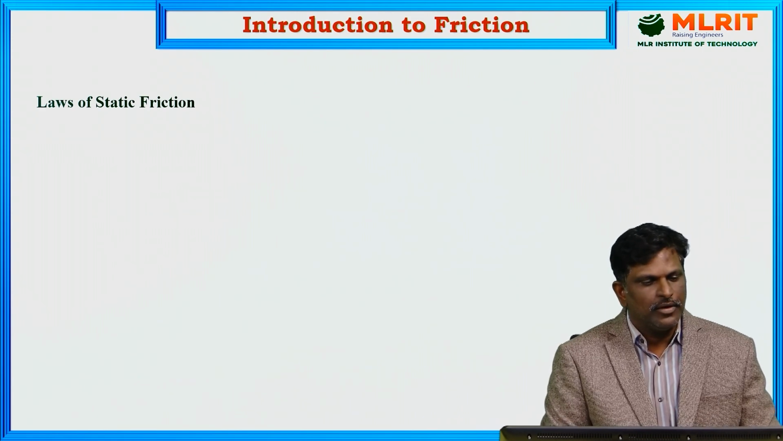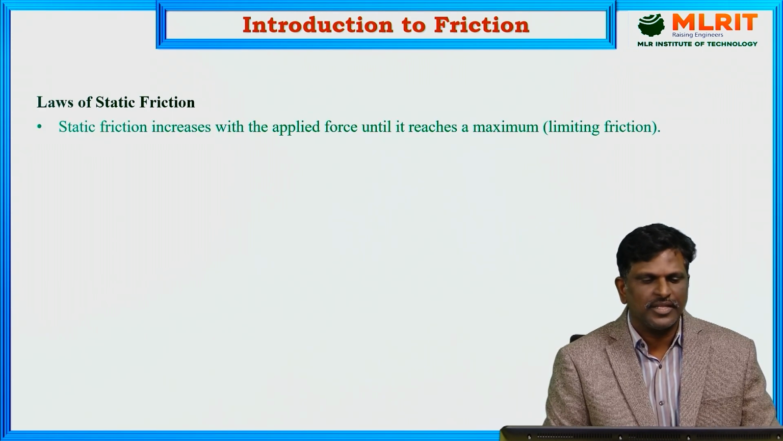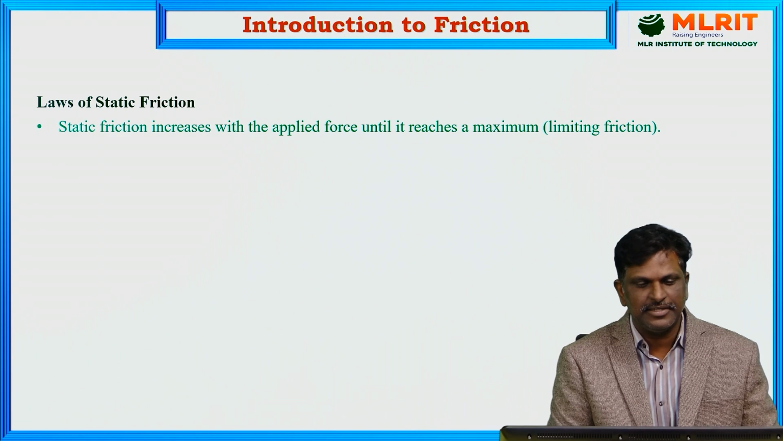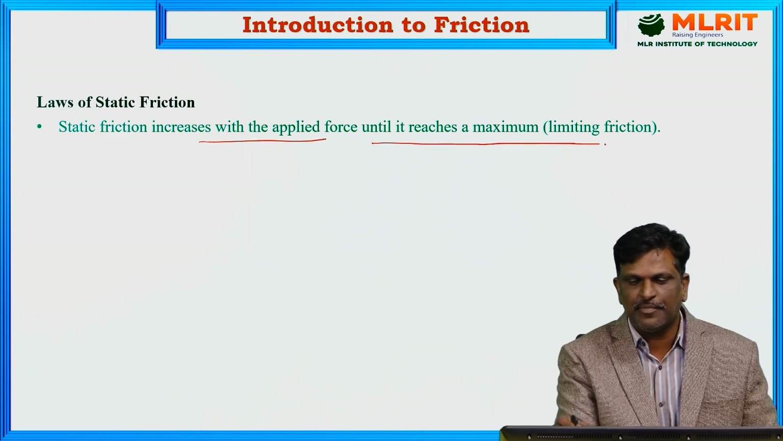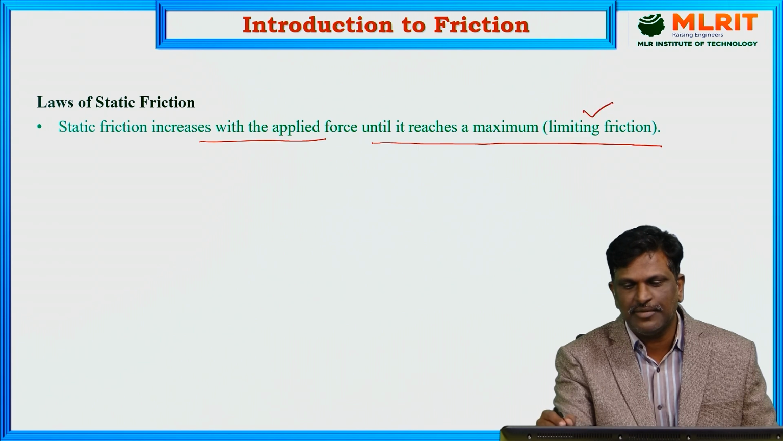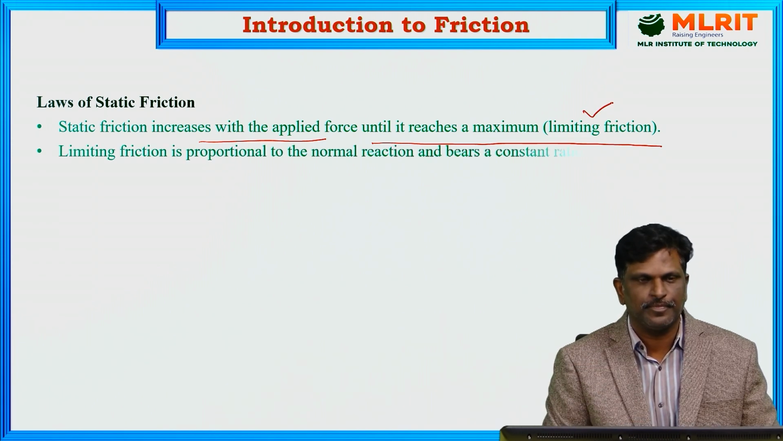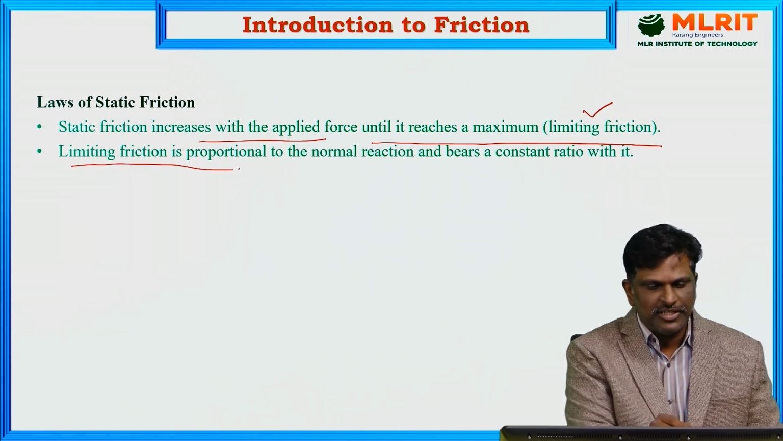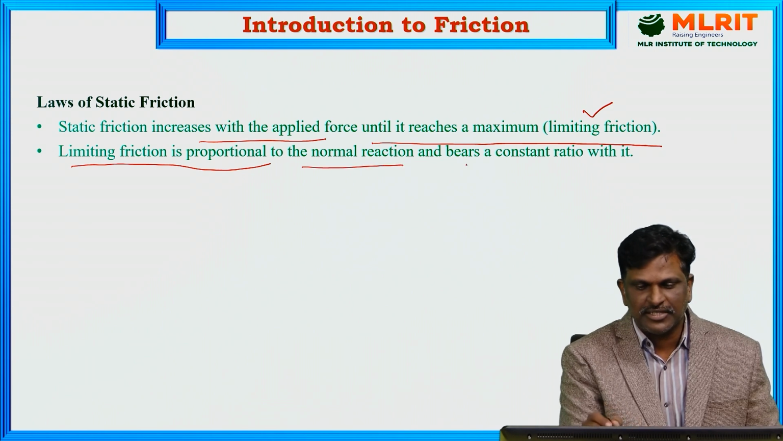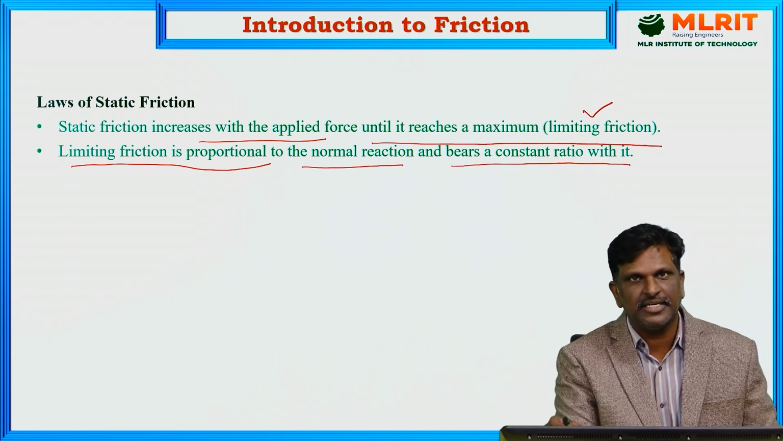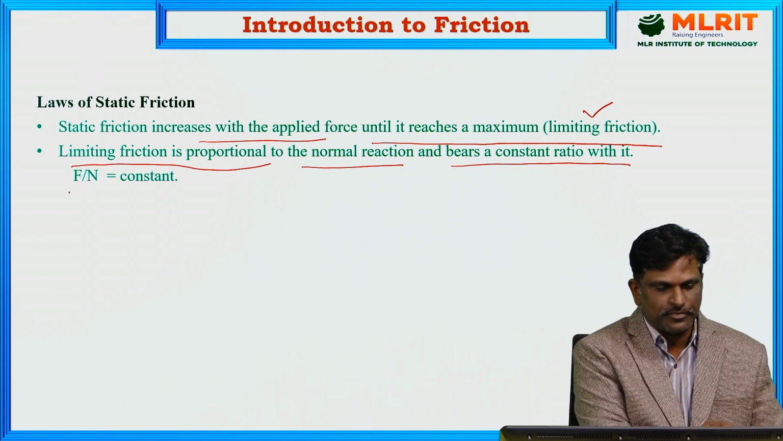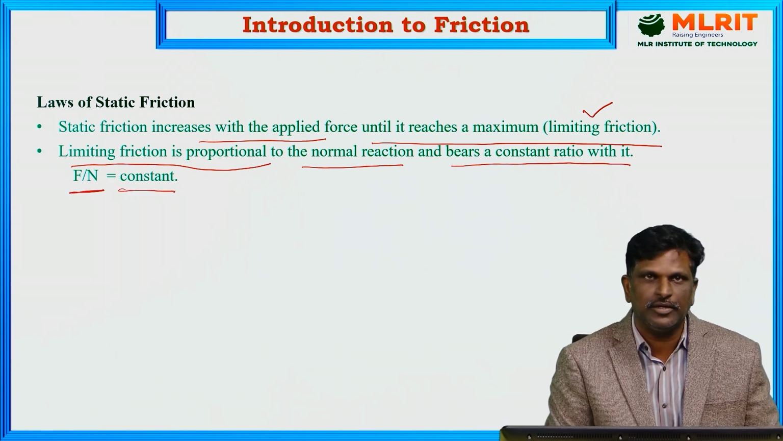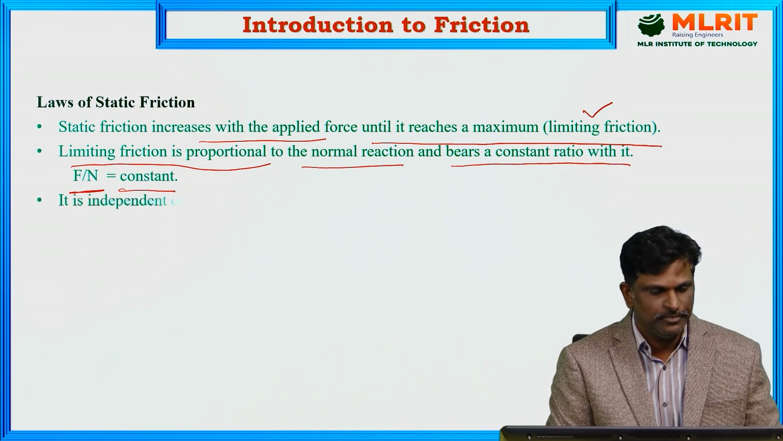Now, laws of static friction. The static friction increases with the applied force until it reaches the maximum value, which is called the limiting value. Limiting friction is proportional to the normal reaction and it bears a constant ratio with it. The ratio of limiting friction to normal reaction is always constant and it is called the coefficient of friction.